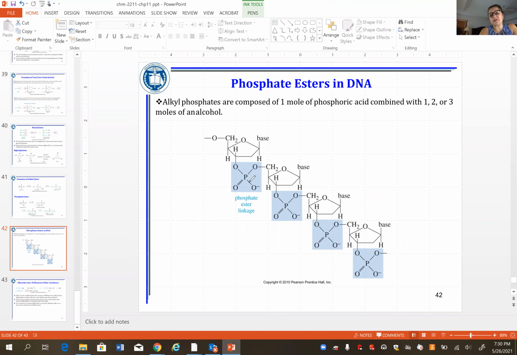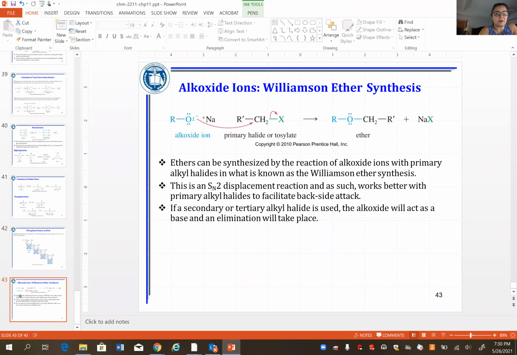And these are some of the structures of the phosphate esters that you could see in DNA.